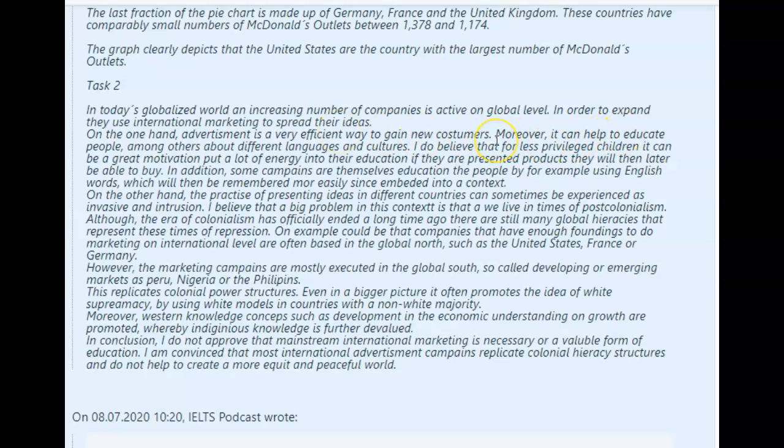Then, it can help educate people about language, let's try it. Moreover, it can help educate people about different languages, cultures, and new ideas, for example. I do believe that for less privileged children, it can be a great motivation. It can be a great motivation to put a lot of energy into their education if they are presented products they will then later be able to buy. All right, what do you mean? Explain that. How is it motivation? How does it motivate children to do this?